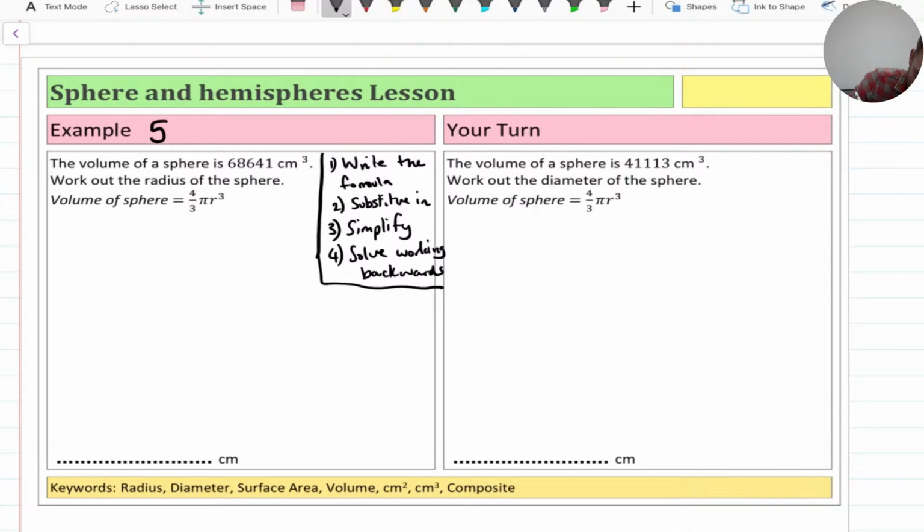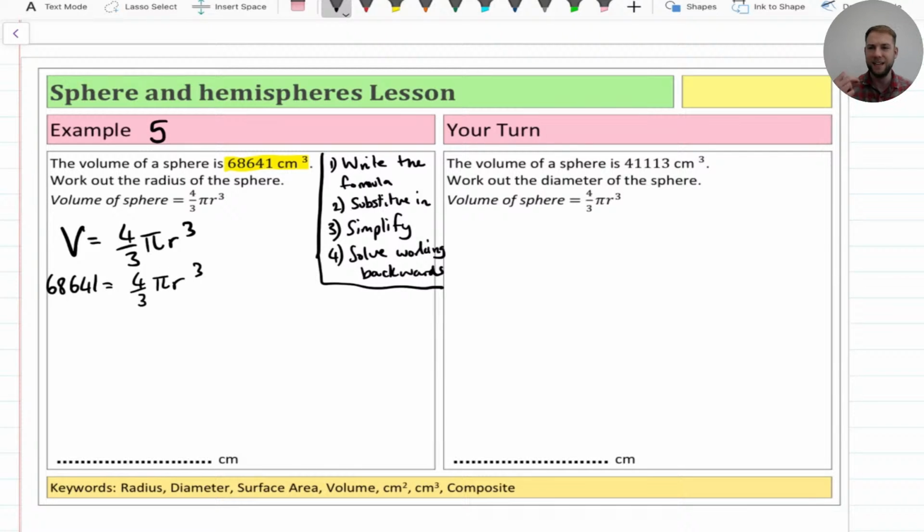So we know that we're dealing with the volume, because it says that the volume of this is 68,641. So I'm going to need to write down the formula for the volume, which they've already given us here. So the volume is equal to 4/3 pi r cubed. So that's my step 1. Then I substitute in. So my volume was the 68,641, which is equal to 4/3 pi r cubed.